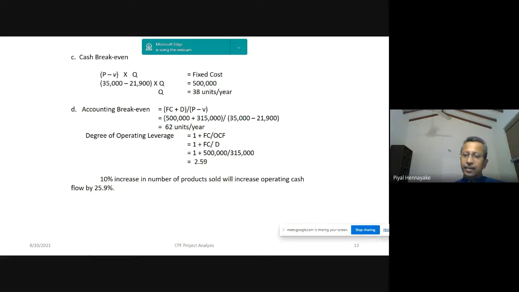Then accounting break even is fixed cost plus depreciation divided by P minus V, 62 units per year. The degree of operating leverage at the accounting break even point is 2.59. So a 10% increase in the number of products sold will increase operating cash flow by 25.9%.